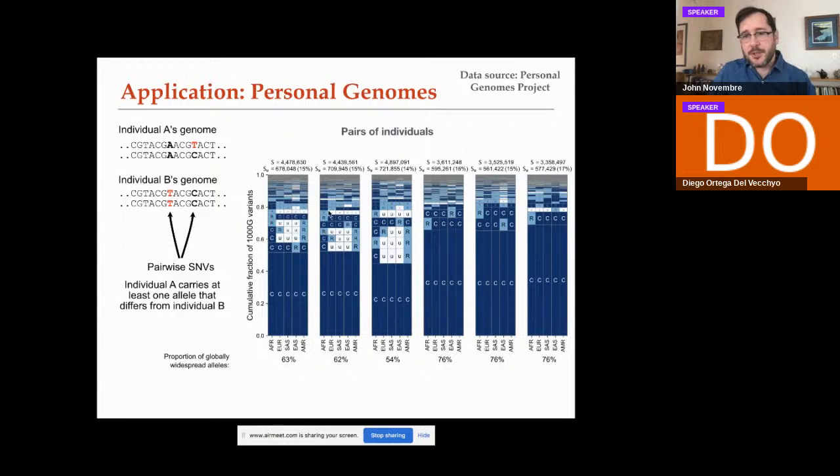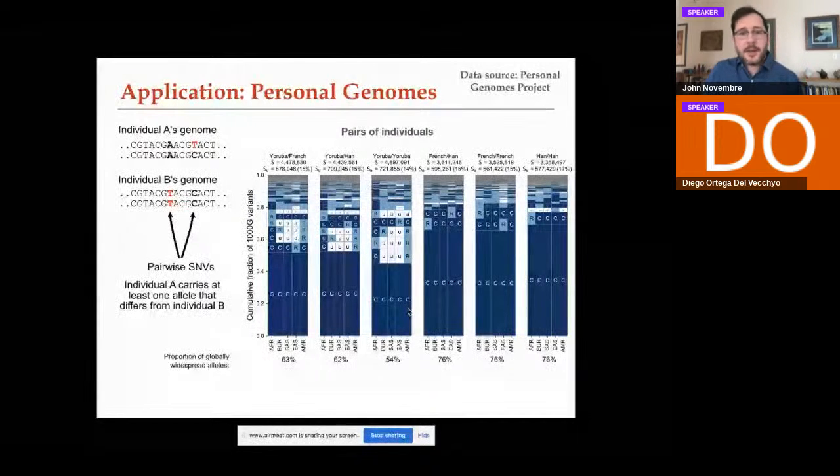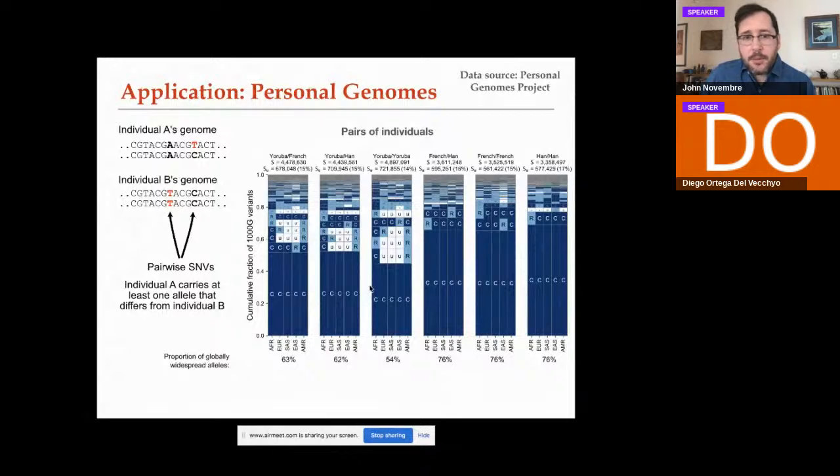Across these pairs, these are different individuals from different populations across the globe. It's an interesting task to try to guess what kinds of pairs are here. These are the exact pairings, with comparisons, for instance, between a Yoruban and French individual, Yoruba and Han, Yoruba, French and Han, French, and Han. Okay, throughout you see this shared existence of a high number of globally widespread alleles in all these pairwise comparisons.